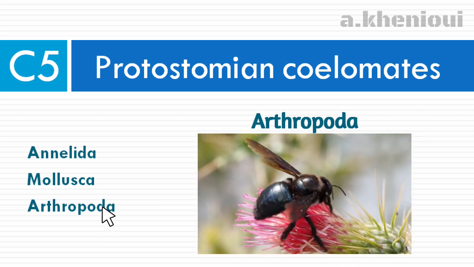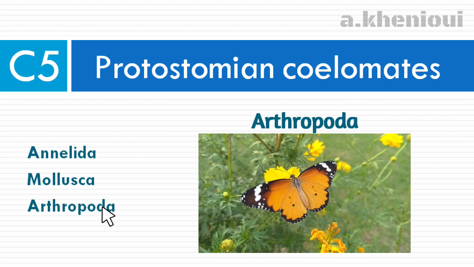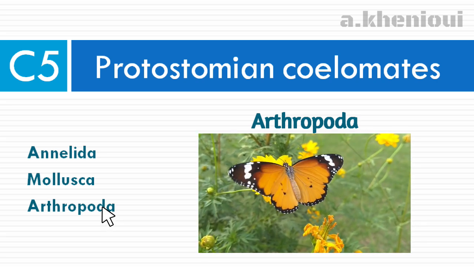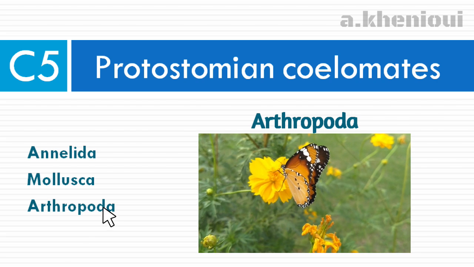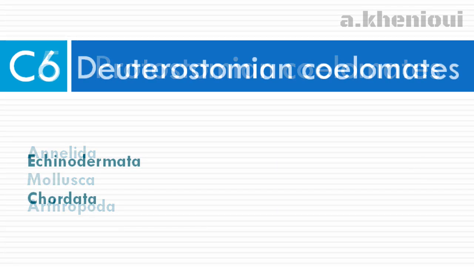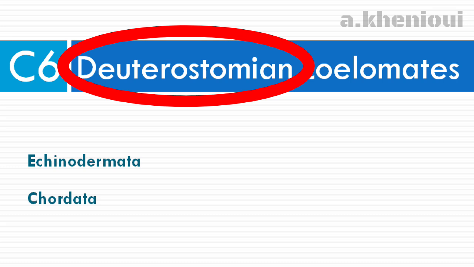About 1 million arthropod species have been described, of which most are insects. Zoologists estimate the total number of insect species alone to be as high as 5.5 million. The sixth chapter speaks about deuterostomian coelomates. Deuterostomians are animals where the anus is formed before the mouth during the embryonic development.